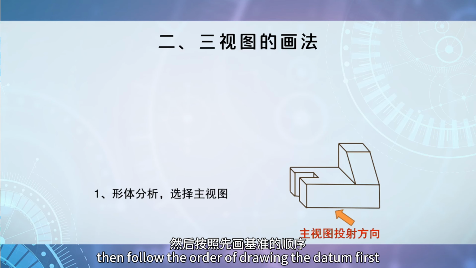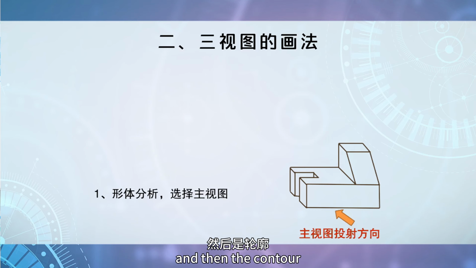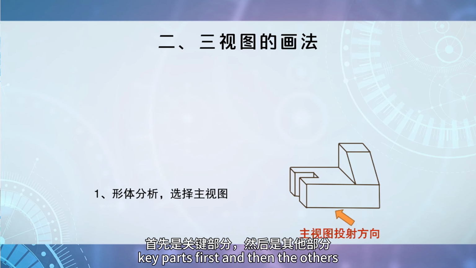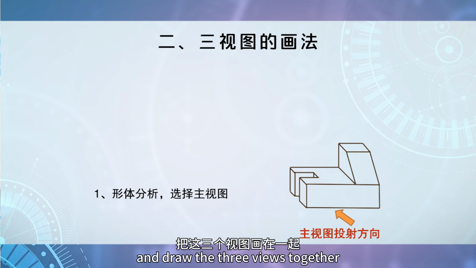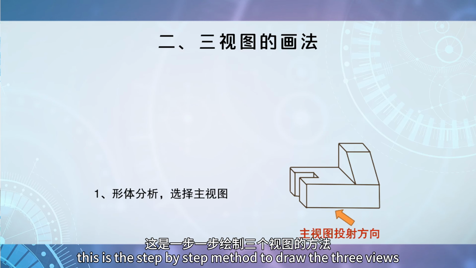Then follow the order of drawing the datum first, and then the contour. The key parts first and then the others. And draw the three views together. This is the step-by-step method to draw the three views.